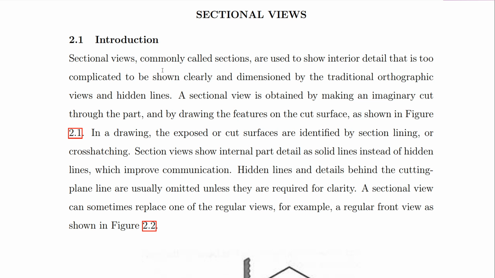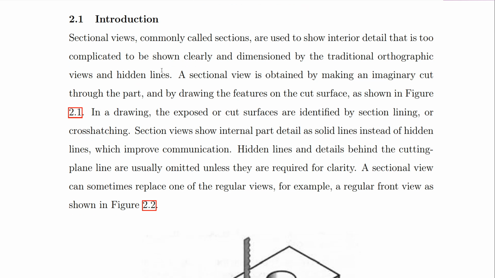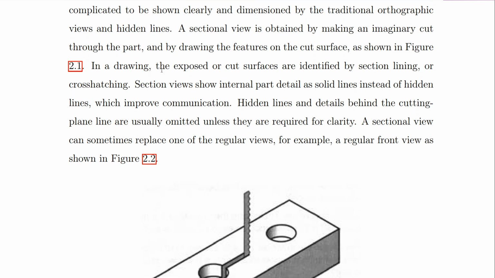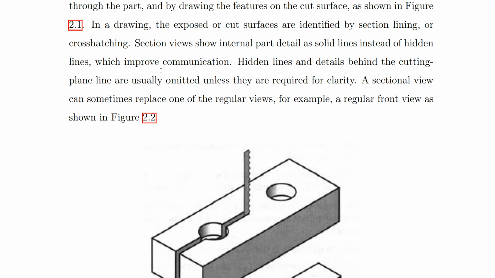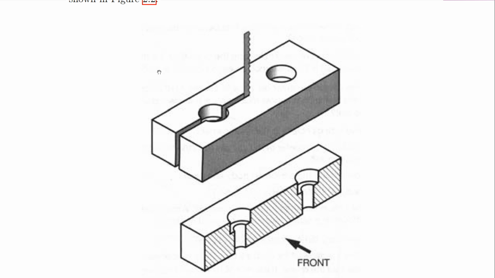Okay, and when we have complicated shapes, you may not be able to clearly see these features of that object. You may not be able to dimension the features properly. So what you do is to provide an imaginary sectioning or cutting through the object to reveal those internal features of the object. All right, and let's look at this figure here.